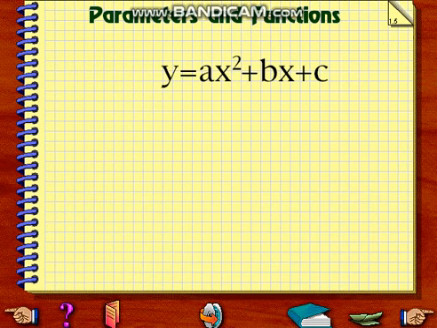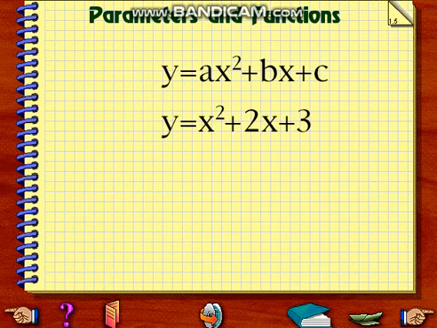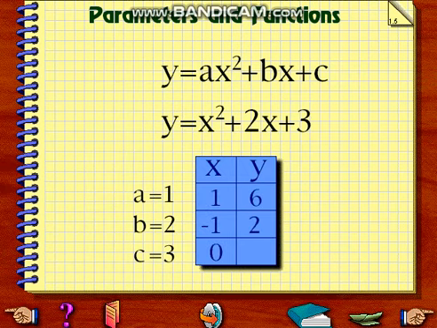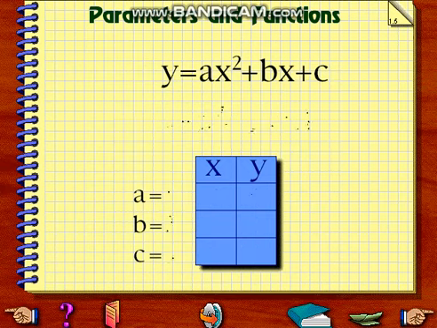We know that giving values to a, b, and c will turn the general definition into an actual function. Let's take the values 1, 2, and 3. In this case, we build the function y equals x squared plus 2x plus 3. We can put any value for x in the function and get a resulting y value. We could go on like this indefinitely.